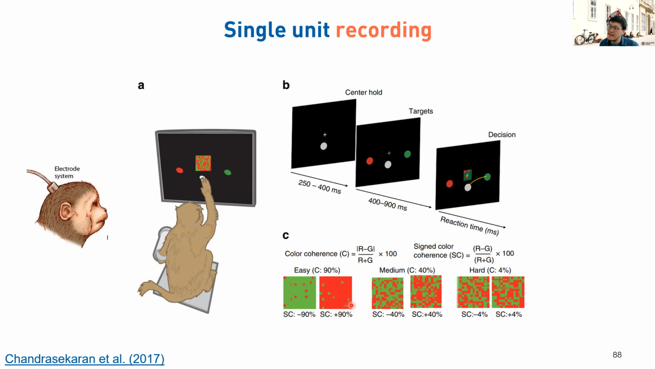So in this particular case, you can see here, in the brain, this area is being recorded, and the animal is making a perceptual decision, just colors, and then they will also see the screen, and then they make a decision. I won't go into the detail, but in any case, single neuron recording is used a lot in animal research, animal decision making.